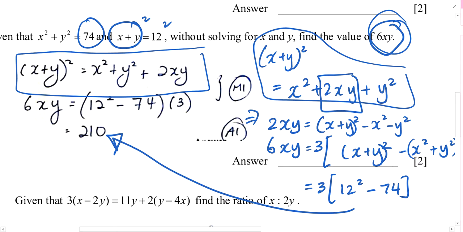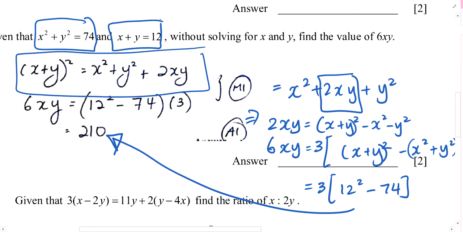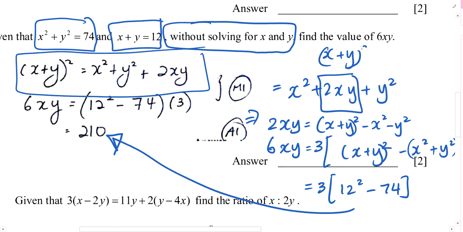And here I'm going to give you a hint for your exam. Whenever you see a question like this, and then they say without solving for x and y, you just go and expand (x plus y) squared. Go and expand it out. Okay, you will find that there will be an x squared term, a y squared term. There will be a 2xy as well.